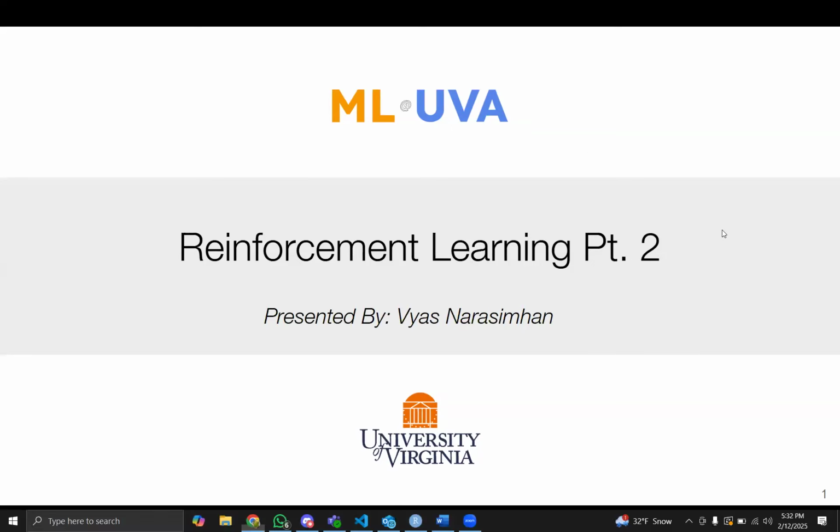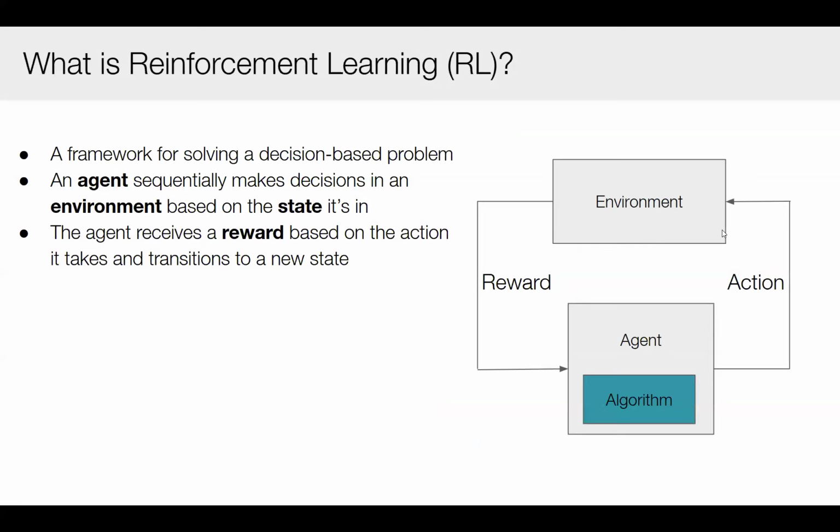So first, what is reinforcement learning, right? Reinforcement learning is basically just a framework for solving a decision-based problem. This framework includes a few things, right? It includes an agent, which sequentially makes decisions in an environment based on whatever state it's in. And this state is determined by the environment. So the agent will then take actions in the form of decisions and send those to the environment. And the environment will provide it with a reward based on the action it takes, as well as a new state that the agent will transition to.